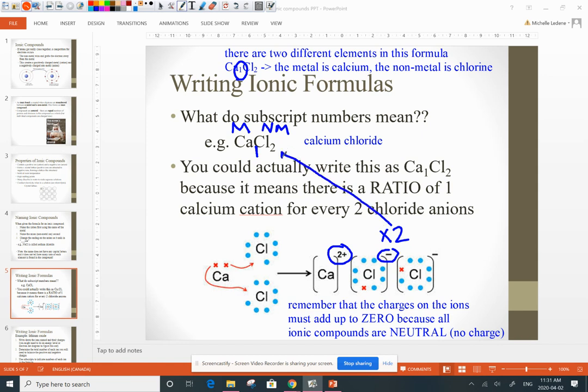That multiplier becomes this subscript number, right? Now I have equal charges. Now I have 2 negative anions, chloride ions, and 2 positive and 2 negative adds up to a neutral 0 charge. All ionic compounds will have no charge, 0 charge.